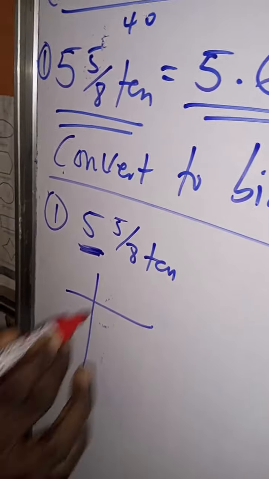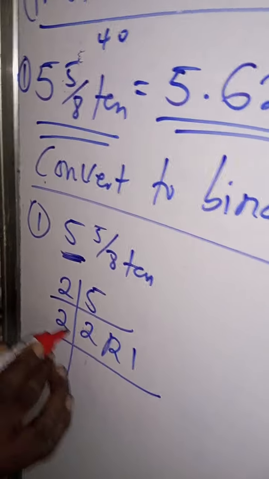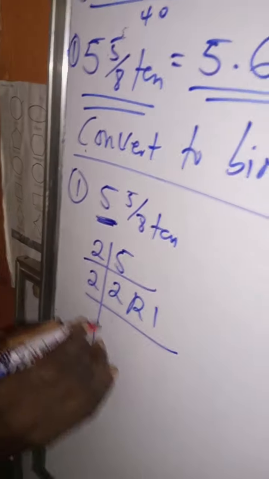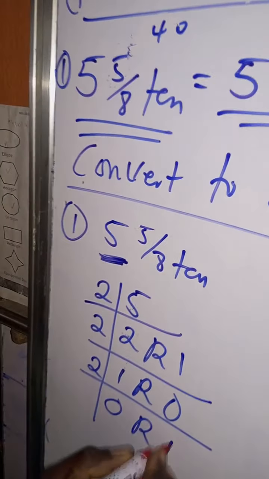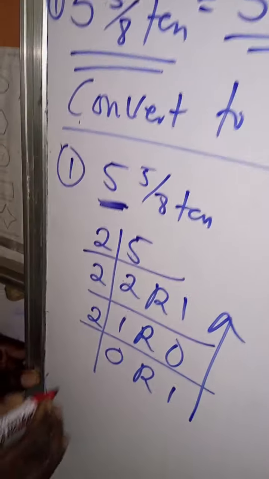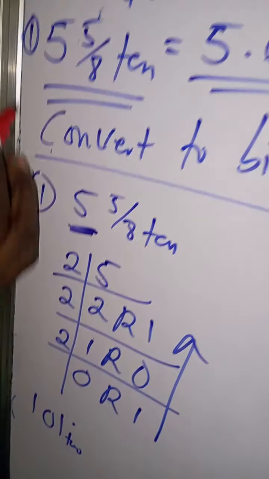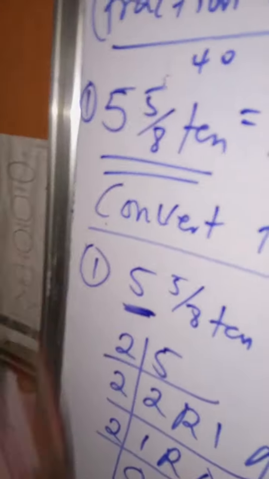I'll do it like LCM, 5. So 2 there, 2 remainder 1. 2 again. Since I am going to binary, that's why I'm using 2 to divide. Any base I'm going to, that's what I use to divide. So 1, remainder 0, 2. We said impossible, we write this one down. So I am getting 101 base 2. That is before the point. This one is before the point. So what about 5 over 8 base 10?